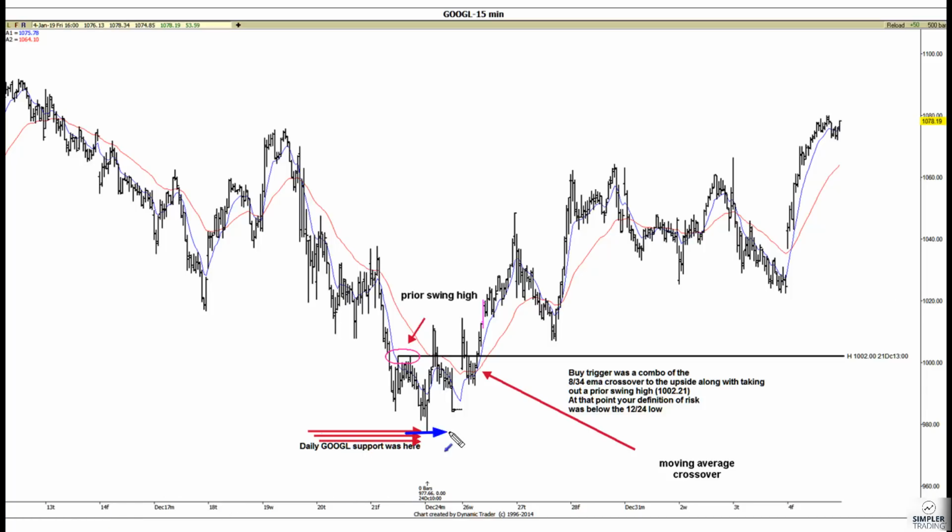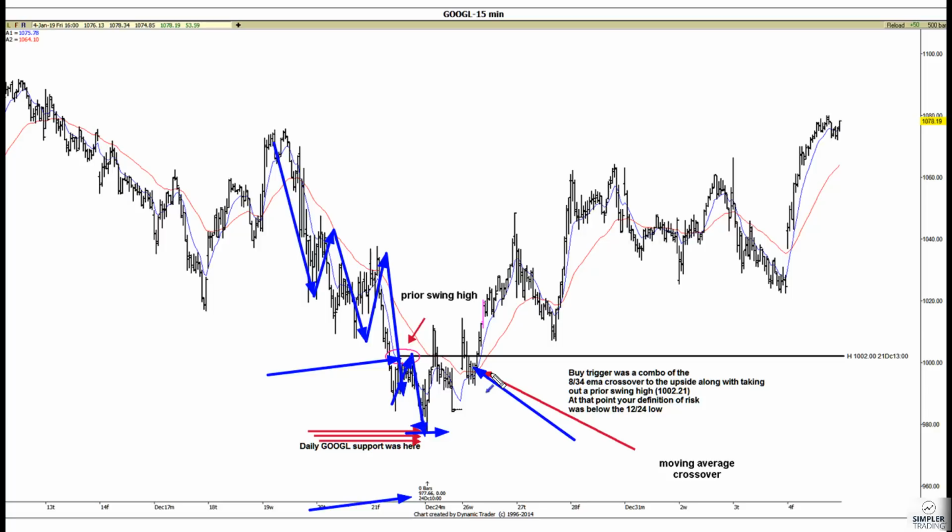This is where we had the support and timing, because here's where the low was made on the 24th. And what happened? What I want to see for the trigger is the 8/34 EMA crossover to the upside, and that's what you're getting right over here. Besides seeing that EMA crossover, I also want to see a shift in pattern. In this case, where you had a pattern of lower lows and lower highs into the zone, I wanted to see that shift also. So what it needs to do to shift is take out this prior swing high.